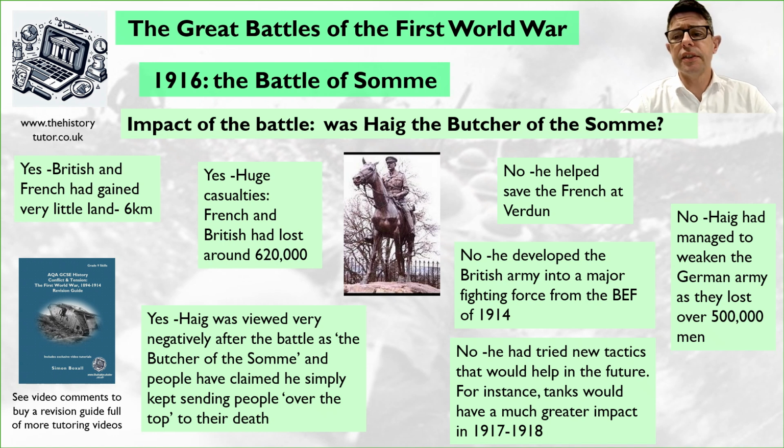Another reason why it could be seen as a success, Haig had managed to weaken the German army. They also lost over 500,000 men. You add that to the men lost at Verdun, a country that had limited allies, no empire, limited population. They haven't got an inexhaustible supply of young men. This has weakened them within a war of attrition.